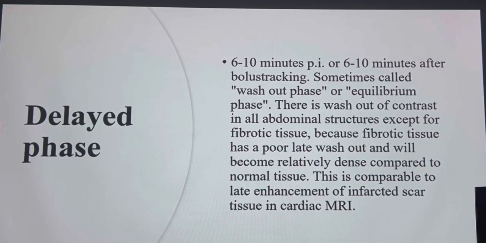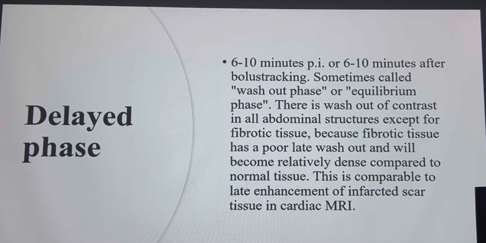This important phase is the delayed phase. Most of the technologists and radiologists do not understand this phase. Delayed phase, equilibrium phase. First I'll define it. It is 6 to 10 minutes post-injection of contrast in the liver particularly. And this phase is called the washout phase.